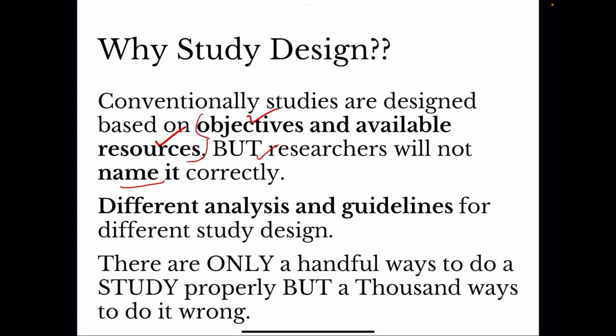The second important point why we need study design is that different types of analysis are needed for different study designs, and also there are different guidelines for different study designs, especially the reporting guidelines and the ethics, which are all different for different study designs. And finally, there are thousands of ways to do a study wrong, but only a handful of ways to do a study properly. So we have to remember this. We can do it wrongly in many ways, but we can do it correctly in only a few ways.